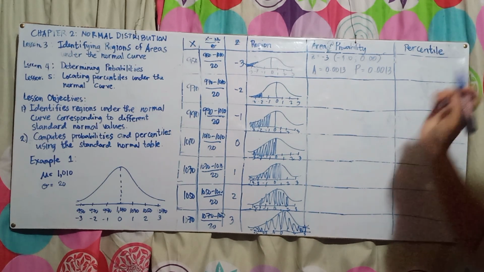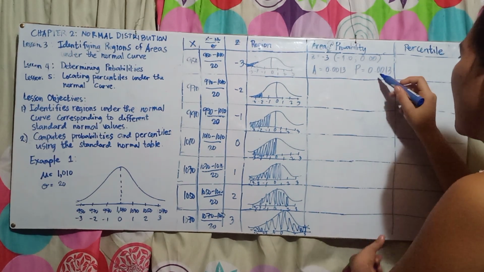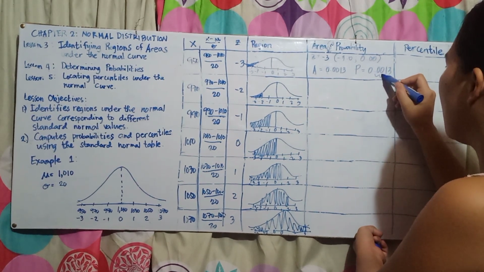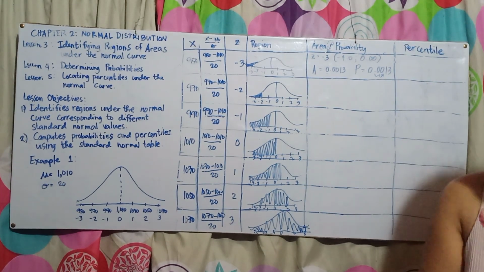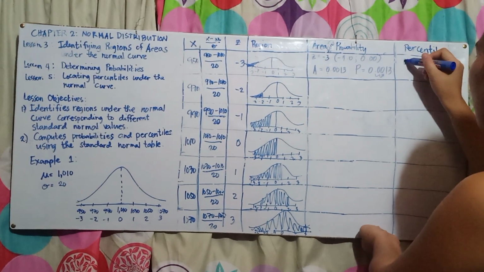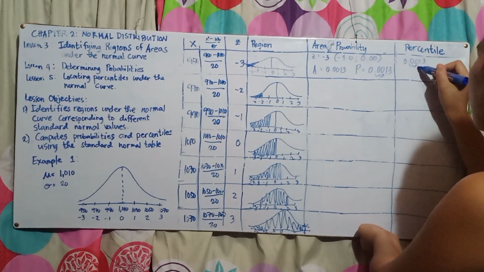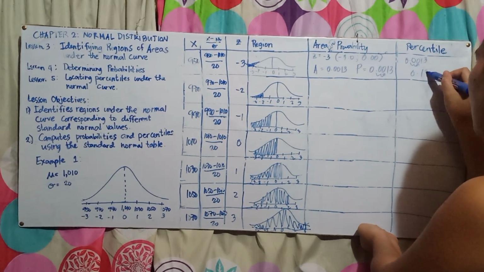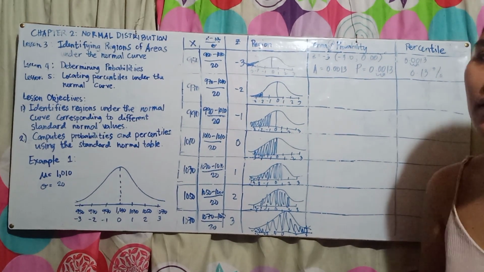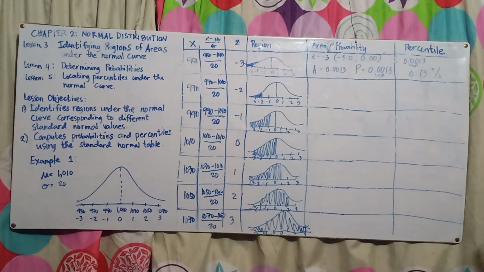Next is percentile. To compute for percentile, ang probability, i-move lang nimo 2 decimal places. So, ang 0.0013, i-move 2 decimal places, magiging 0.13. Lagyan ng percent.